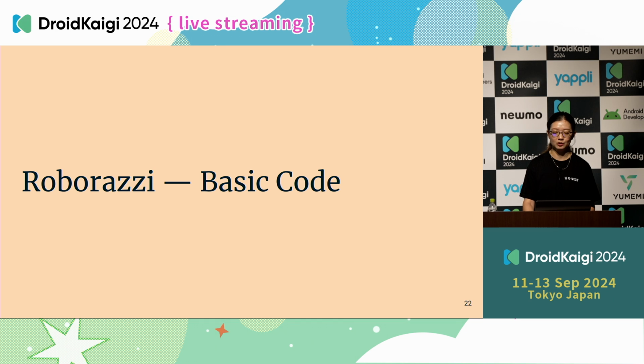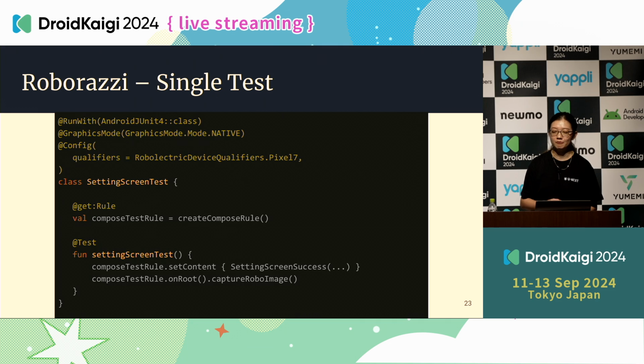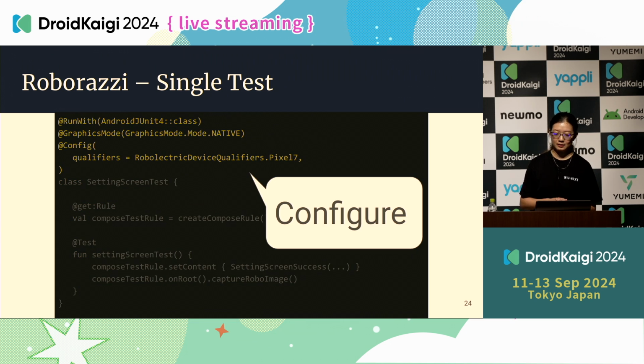To understand how it works, let's look at some very basic code. Here is a very simple piece of code to run the screenshot testing for a single component. The first lines about configuration tell the test to run with the Android JUnit 4 test runner and set native graphics mode, which allows for accurate rendering of UI elements, and run on the specified device, Pixel 7. Also, you can have other configurations to make your own test environment.